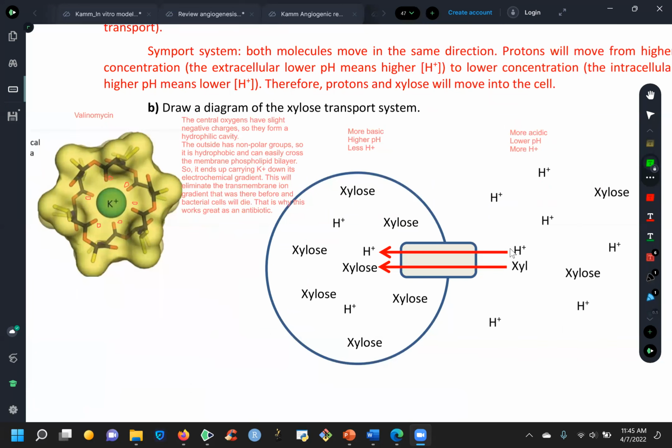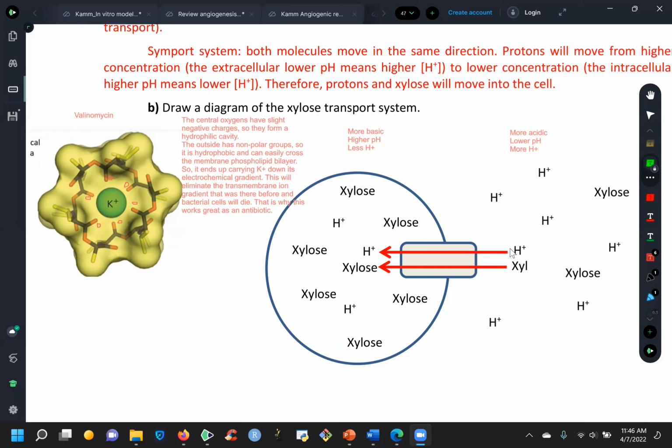All right, now we're going to talk about valinomycin. Valinomycin is an antibiotic. It's a tiny little molecule, and inside there's a little pore. So this is valinomycin. It's an antibiotic, so it kills bacteria. You're supposed to know the mechanism by which it kills the bacteria.